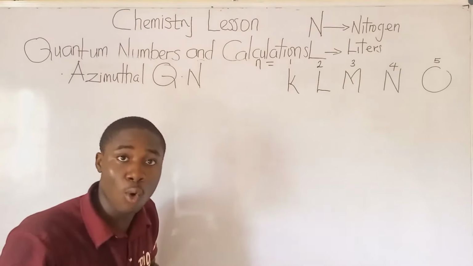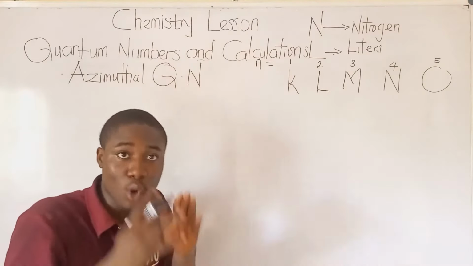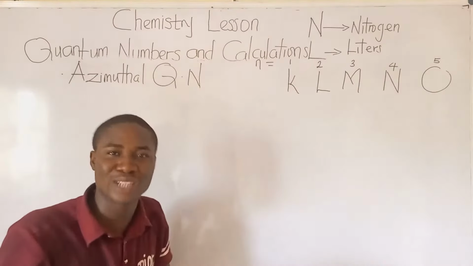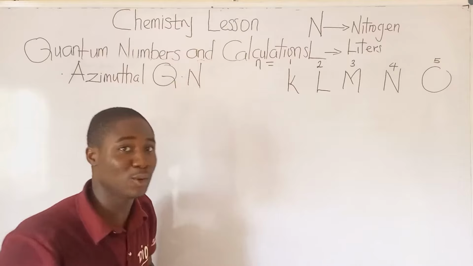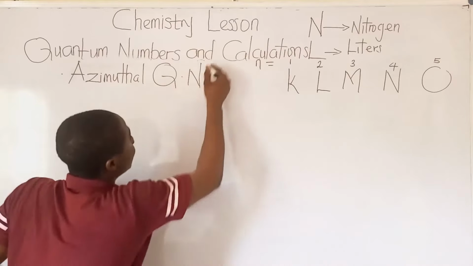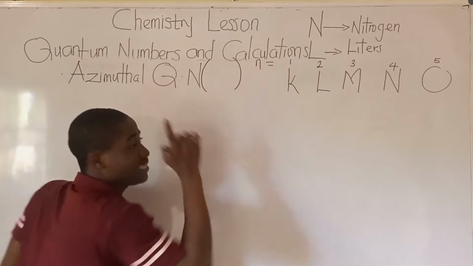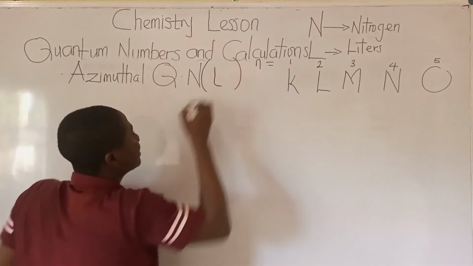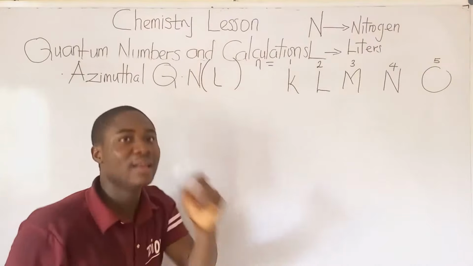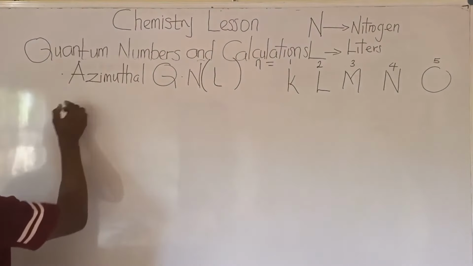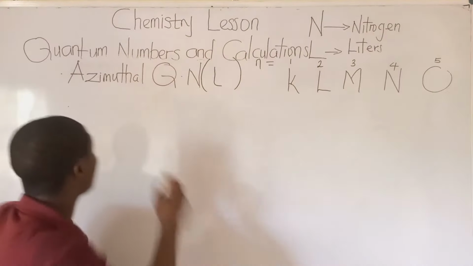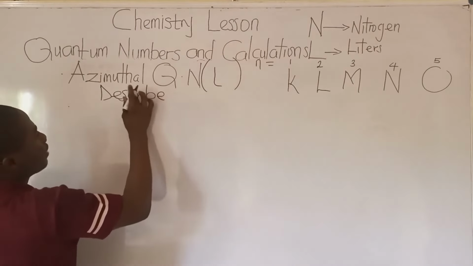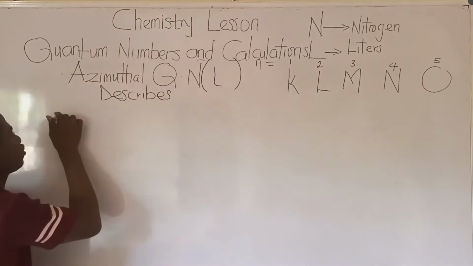Now, let us go over to the next quantum number, simply called the azimuthal quantum number. This must be noted. Remember, I said the azimuthal quantum number has a symbol by which it is denoted. That symbol is L, the small letter l. Now, what does the azimuthal quantum number describe? We talked about what the principal quantum number describes, so let's talk about what the azimuthal quantum number describes.